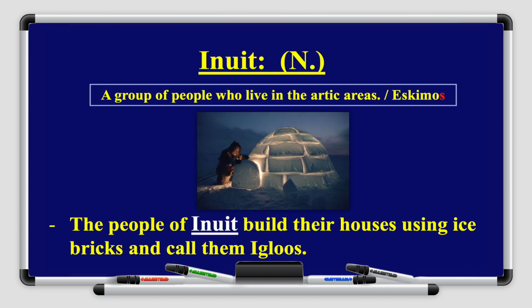Next we have the word Inuit. Let's repeat the word together. Inuit. One more time. Inuit. Good job. So what part of speech is Inuit here? N stands for noun. Good job. Let's read the example. The people of Inuit build their houses using ice bricks and call them igloos. As you see in the picture, that's an igloo made by an Inuit or a person who belongs to the Inuit people. So Inuit here is a group of people who live in the Arctic areas, or the Eskimos.